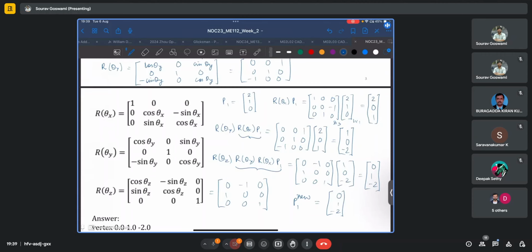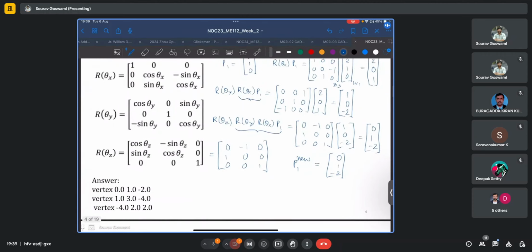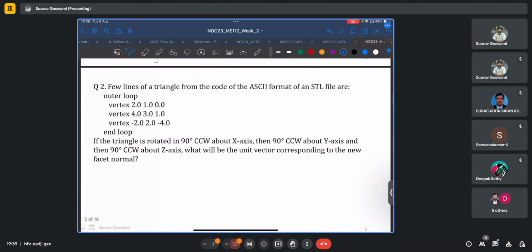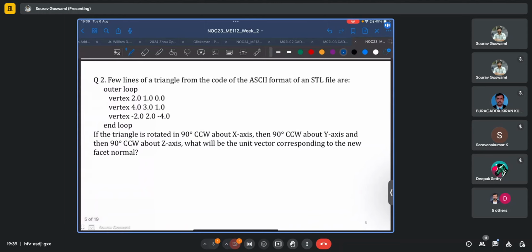This exercise can be repeated for the other points, and I've also enclosed the answer for you to verify. Of course, an easier way to do this would be in some software such as MATLAB or Mathematica, and we will have the reoriented triangle. The second question has data from the same STL file. So the emphasis is not on the data, but on the algorithm on how to solve this problem. And now we have to find the new unit vector corresponding to the new facet normal.